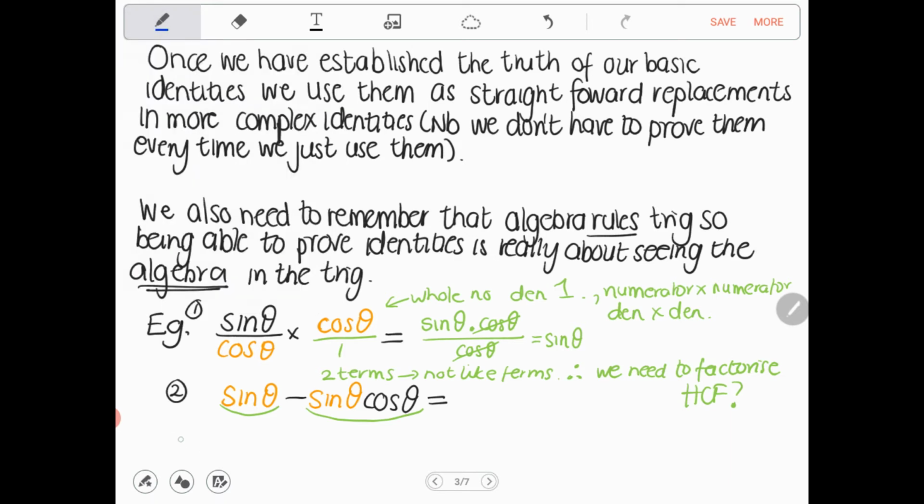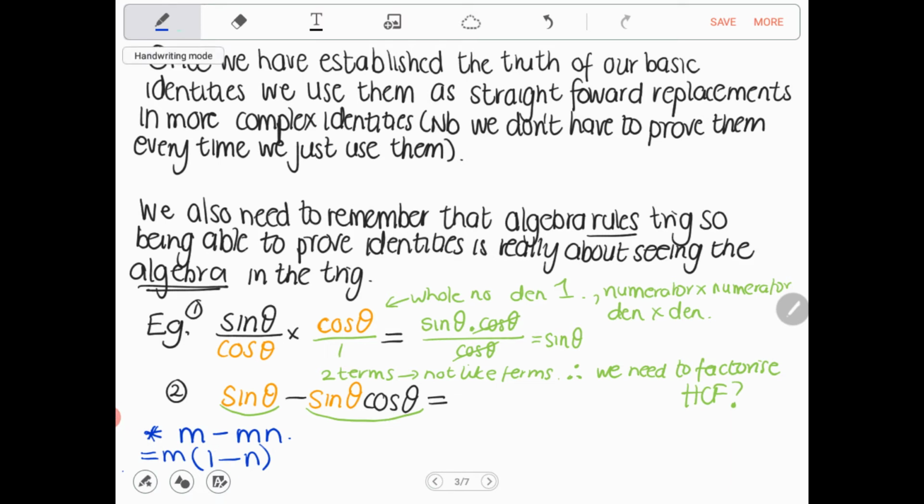Let me just quickly do this. If I gave you m minus mn, okay, so this sine is like the m, and the cos is like the n. If I gave you that, you would take out the m as a common factor. Then you would divide m into the first term, and you would divide m into the second term. Okay. Right, so that's taking out a common factor. So we're going to do the same thing here.